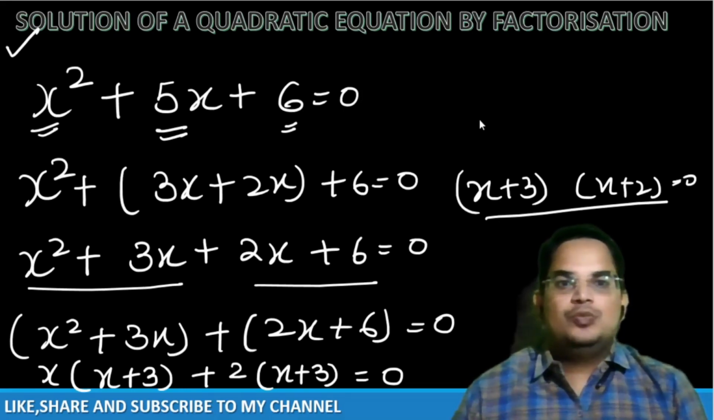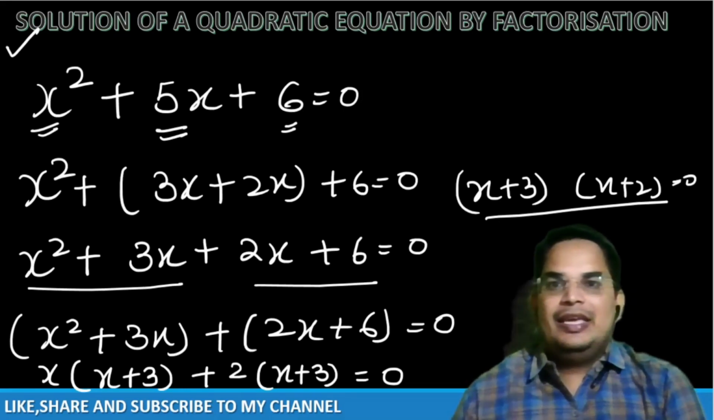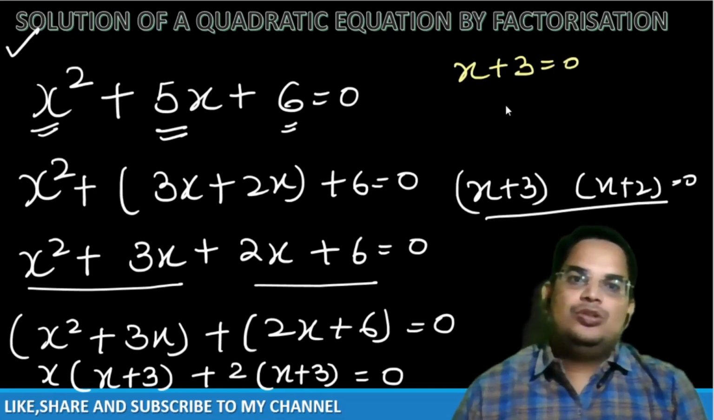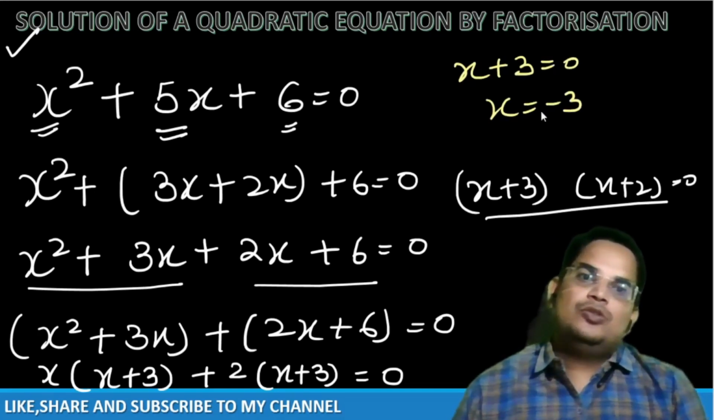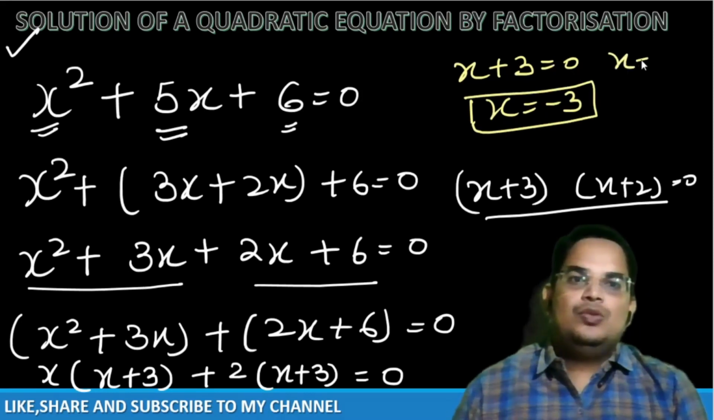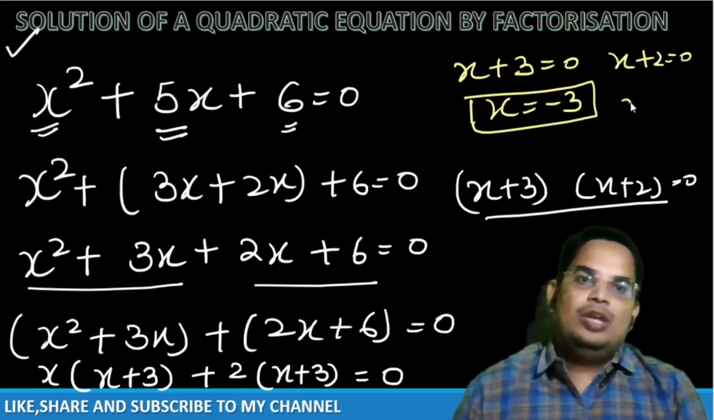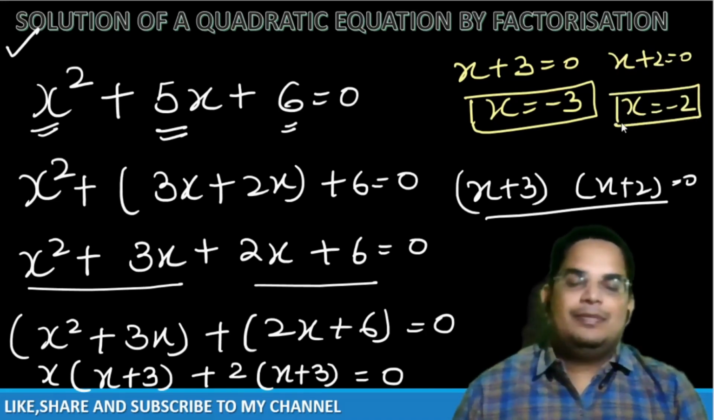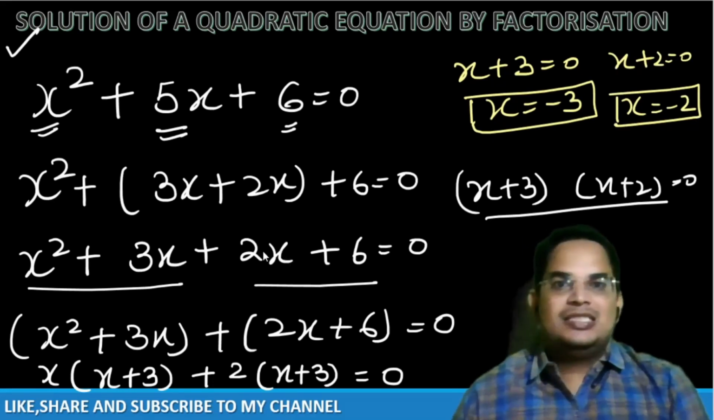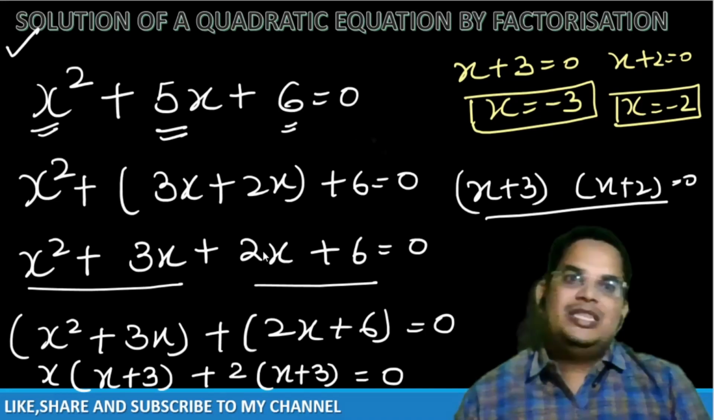then I can say x plus 3 is equal to 0 and you will get x is equal to minus 3. This is the first value of x. Similarly, x plus 2 is equal to 0, and from here you will get x is equal to minus 2. This is the second value. So I hope all of you understood how to find the solution of any quadratic equation with the help of the factorization method.